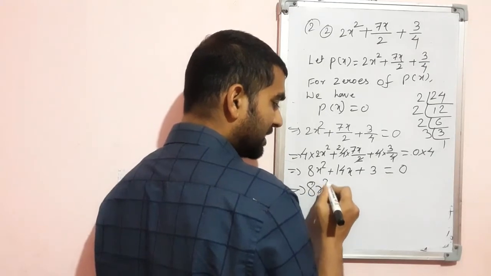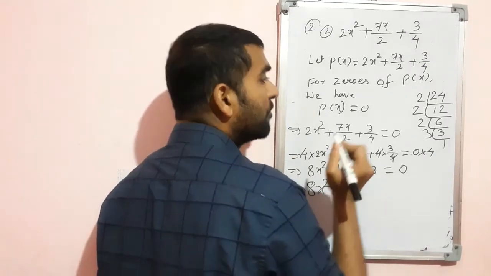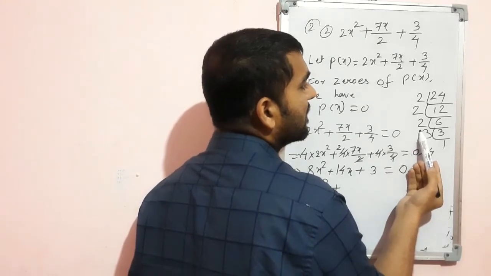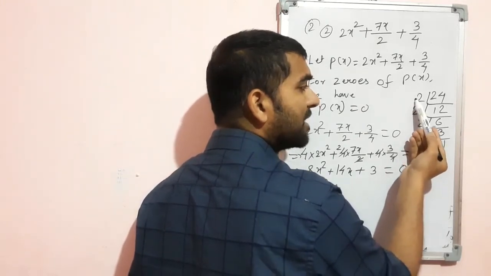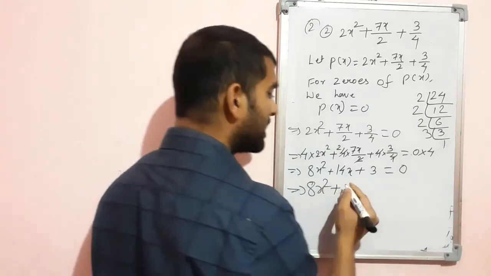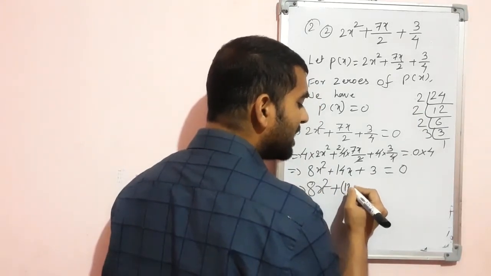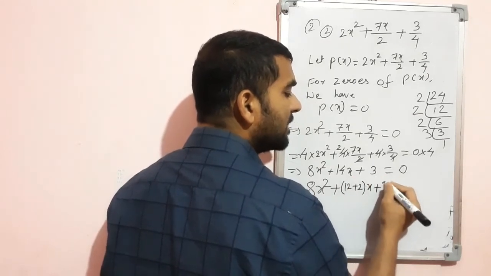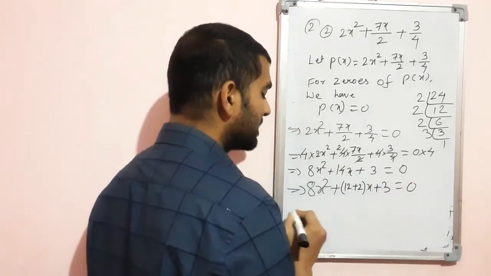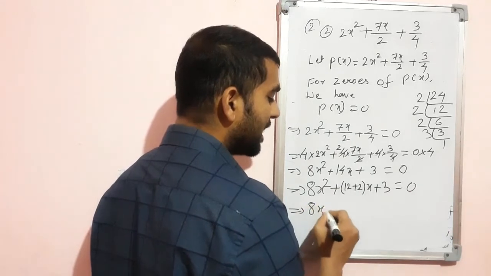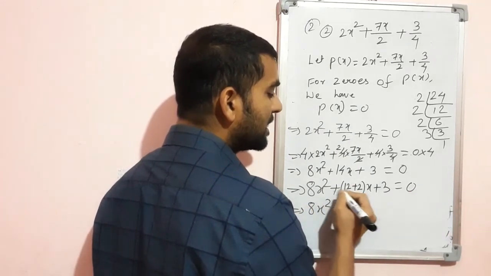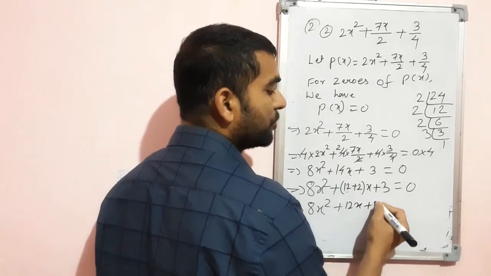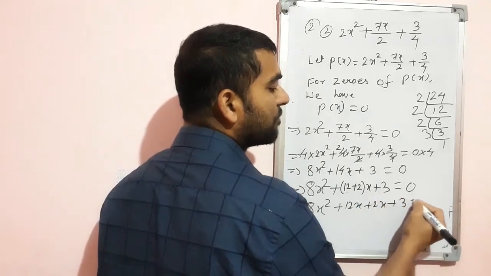So how will we get it? 8x square plus, you will write plus here. How to get 14 here? 3 2s are 6, 6 2s are 12, 12 plus 2 is 14. So in place of 14, we will write 12 plus 2, x, and then plus 3 equals 0. Now the next step: 8x square plus 12x plus 2x plus 3 equal to 0.